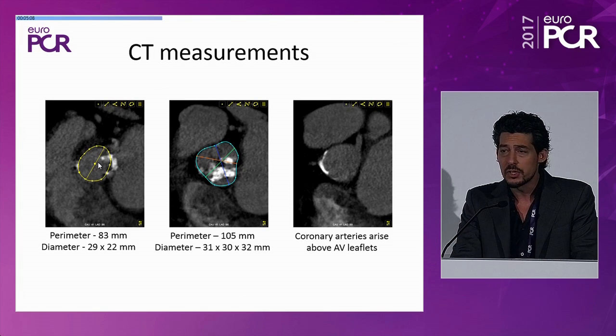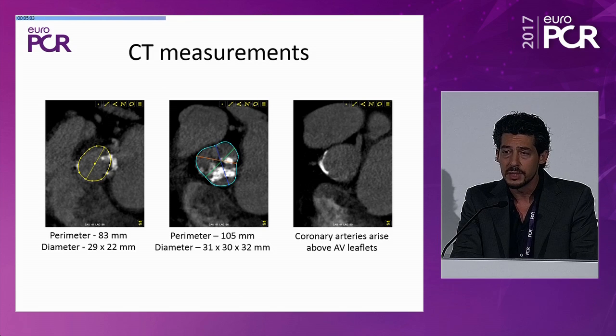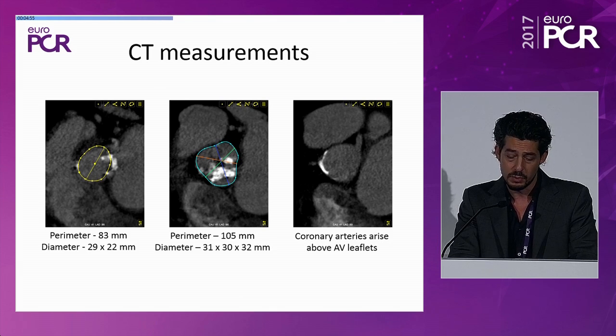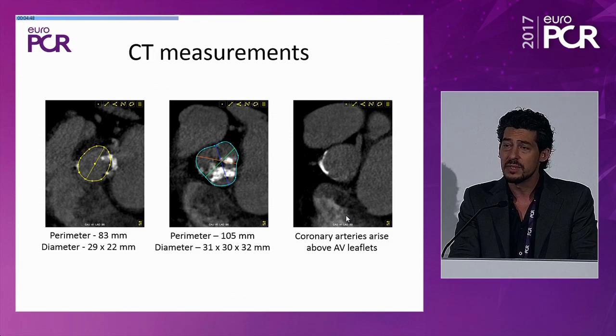When you look at the CT measurements of this particular patient, the perimeter was 83 with a diameter of 29 by 22. The sinuses of Valsalva were generous at 31, 30, and 32. Very important when you're dealing with very calcified valves, because you want to make sure that you're not going to occlude the coronaries. And you can see here that the coronaries arise above the aortic valve leaflet.